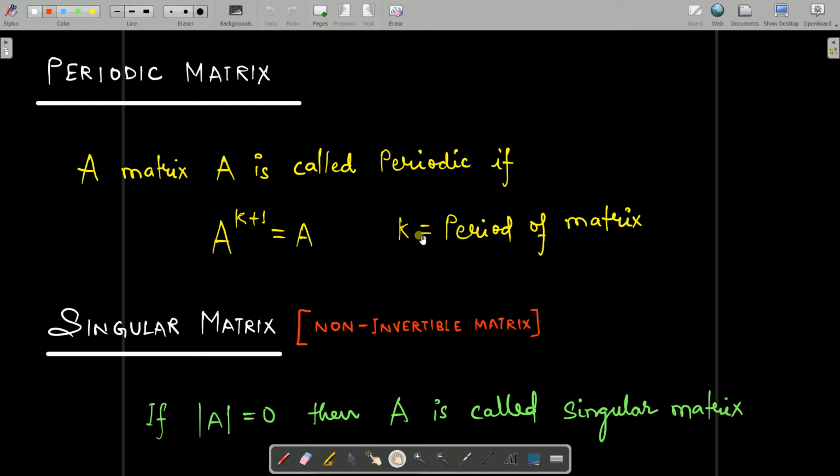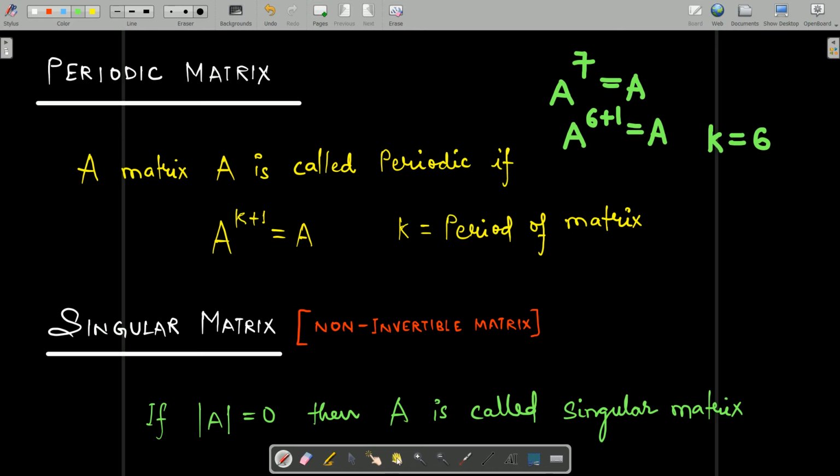Or rather, say suppose you are writing A to the power of 7 is equal to A. Then if I ask you, tell me what is the period of this matrix, what will you say? You will say that I can bifurcate it and write it in this manner, that is 6 plus 1 times is equal to A. And if we compare from this, I will say that here k is equal to 6. And hence we can say that the period is 6, and so on.